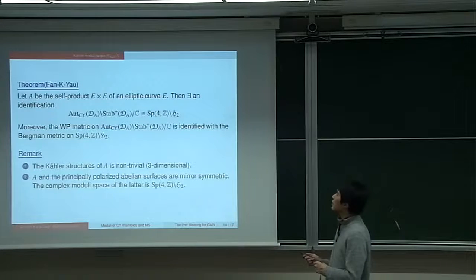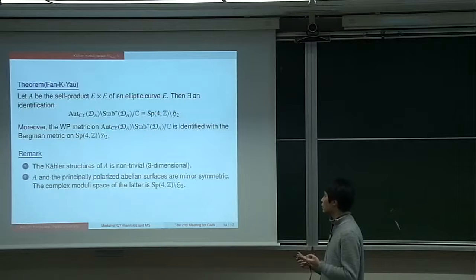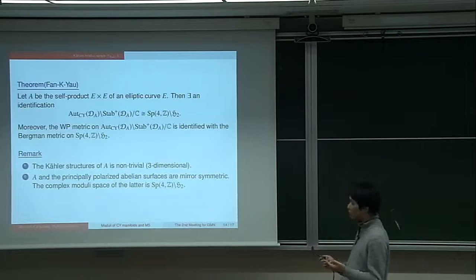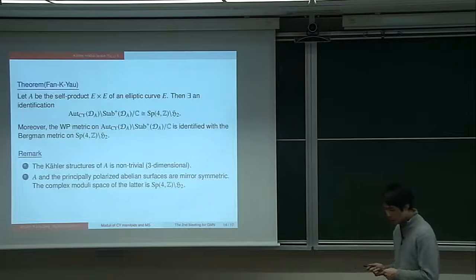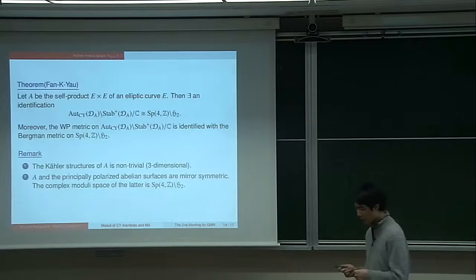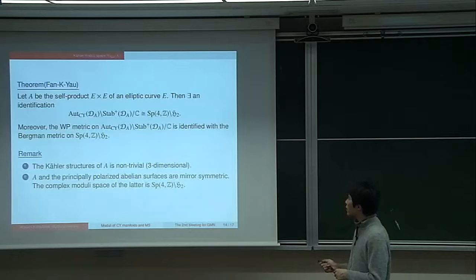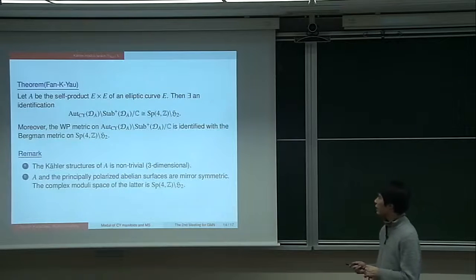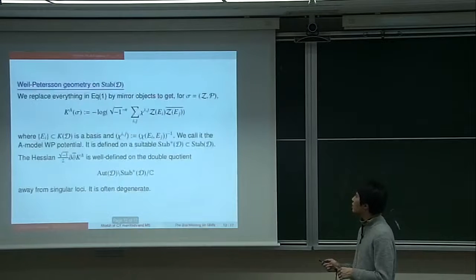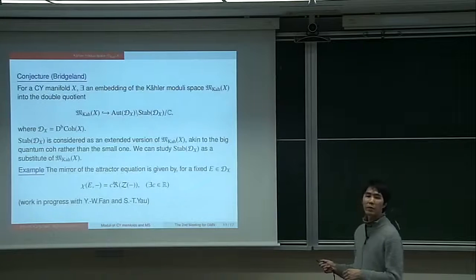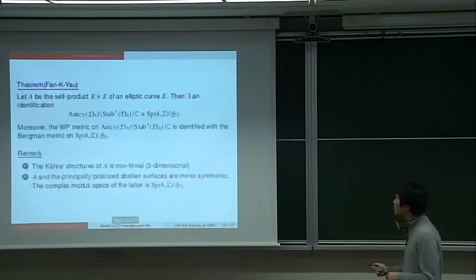So the point of the theorem is, there are two parts. First, we need to identify this space with this one. This is basically Bridgeland's work, and we closely follow his work. And the main point is just the identification of this metric. So in that case, this embedding is really an isomorphism and nice.